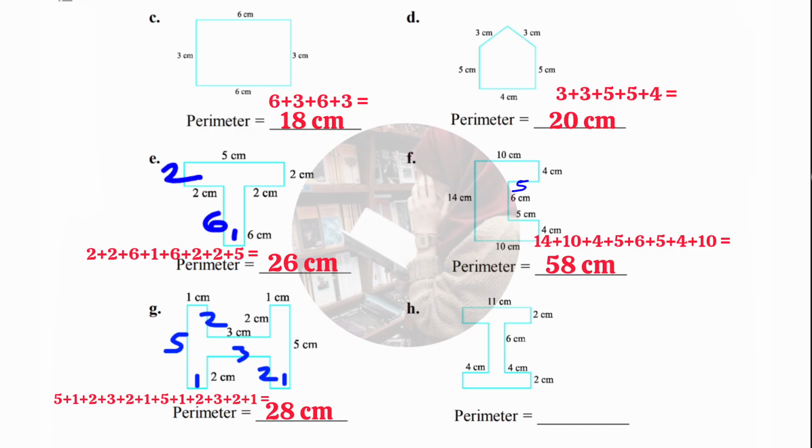Okay, let's move on to the last picture. The last shape is given as I. Okay, so here the given centimeters are 11 centimeters, 2 centimeters, 6 centimeters, 4 centimeters, 4 centimeters and 2 centimeters. So the opposite centimeters are missing, that we will write as 2 centimeters, 6 centimeters, 2 centimeters and 11 centimeters. Now we'll add all these centimeters. Okay, after adding this, we'll get the answer as 58 centimeters.